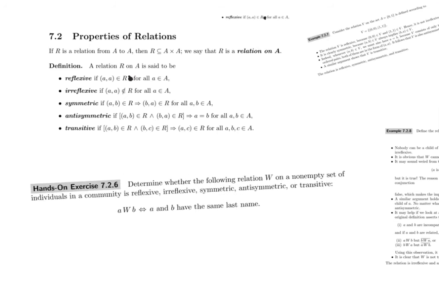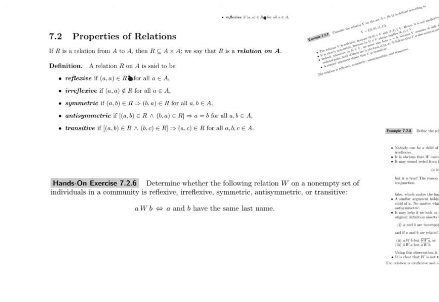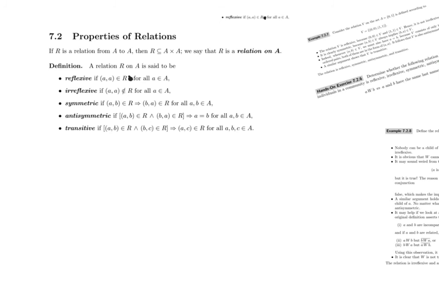So for practice, consider the relation where two people, a and b, are related to each other if they have the same last name. So hopefully you have some intuitive idea of whether these three apply before you go into the formal definitions. So think about that and then give it a try with the formal definition for all, checking for all 5 of these properties, whether this relation has them or not.